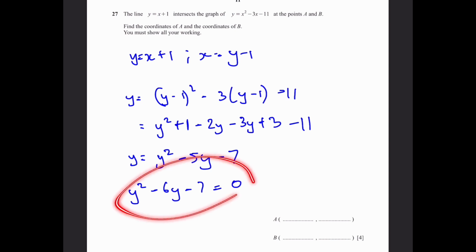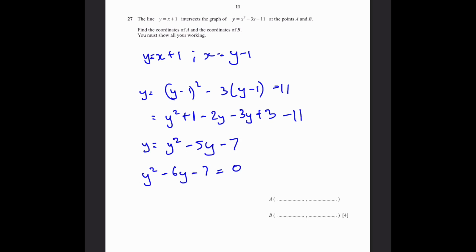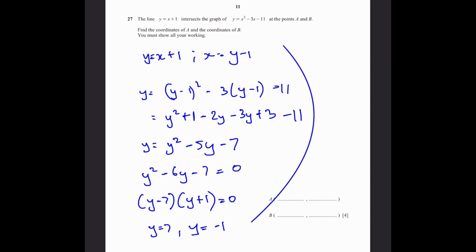So we can solve this quadratic, and after we solve it, we will get the solutions as y minus 7 into y plus 1 equals 0. These two multiply to get minus 7. These two add up to minus 6. So that means y is equal to 7 and y is equal to minus 1. Now we can substitute the value of y to find x. Now we can do this into y equals x plus 1. So 7 equals x plus 1, or minus 1 equals x plus 1. That means x is equal to 6, or x equals minus 2.